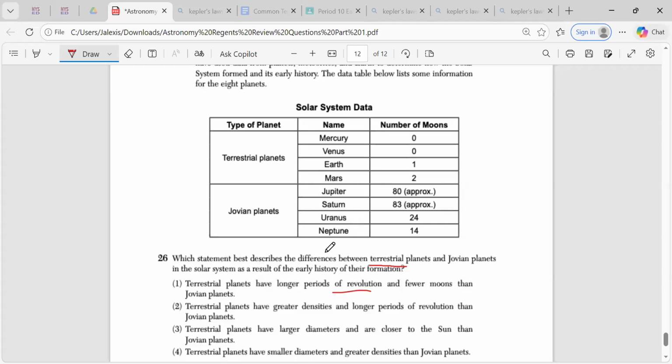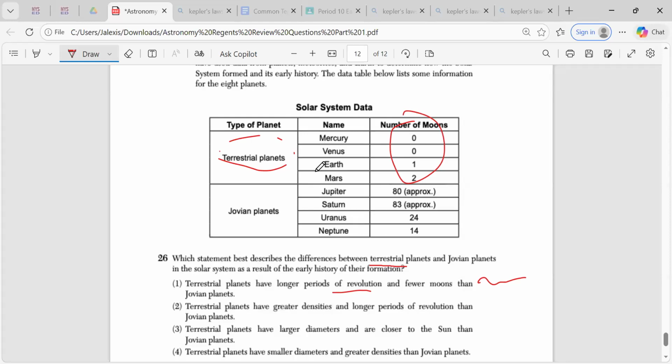So when I'm looking at terrestrial planets and their moons, do they have fewer moons than Jovian planets? Yes, it looks like they do. Fewer moons. So this can potentially be an answer. Choice 2, potentially: terrestrial planets have greater densities and longer periods of revolution.